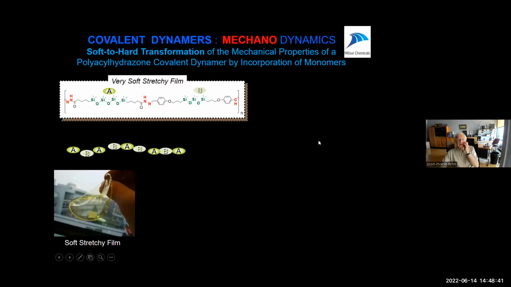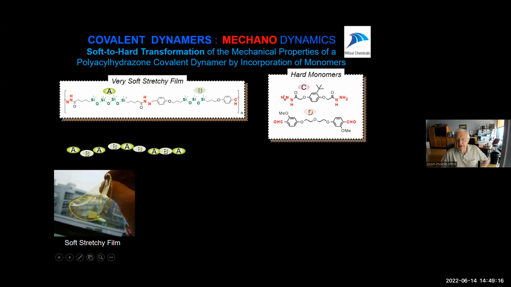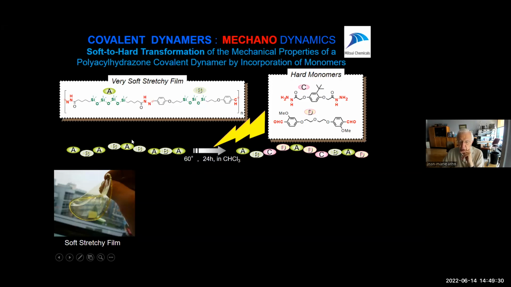So if we take at the start this very soft and stretchy film, intentionally made very soft and stretchy, it has dimethyl siloxane units, and it has here ethyl hydrazone units. So you see here, this polymer gives a film which is very floppy, very soft, very stretchy. It has not good mechanical properties, much too soft. Then you can take what you may call hard monomers, monomers which are more rigid, and add them to this film in increasing quantity. You introduce these because these bonds can break.